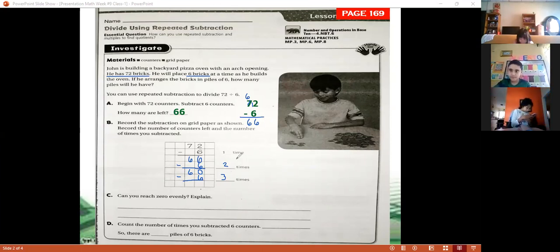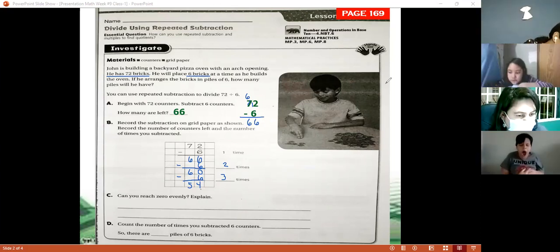54. 54, that's right. Why 54? Remember that we have 0 minus 6. So in this case, this 0 has a value of 10. 10 minus 6 is 4. And 6 becomes number 5 because we regroup. So we have 54 as the answer of the subtraction 60 minus 6. 54.